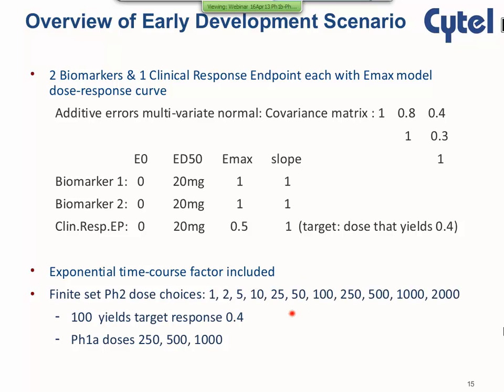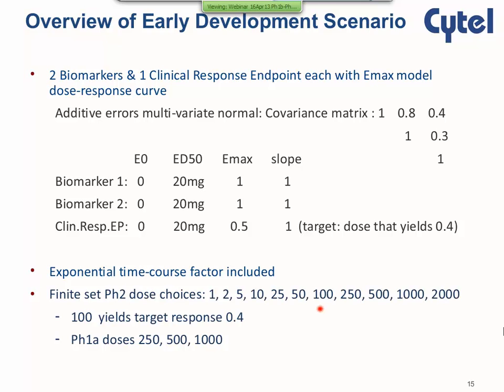And we have a finite set of doses. There's a typo on this slide. The 25 should be a 20 because... oh, no, that's not right. It was 25. The ED50 was 20. So we have this finite set of doses. And the target level of response is about 80% of the maximum, and that's a 0.4 level for the clinical endpoint. And the dose that yields that, so the true target dose, is the 100 milligram dose.